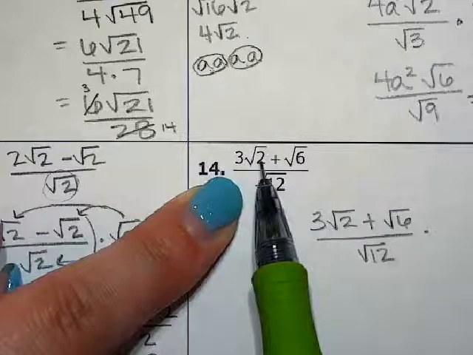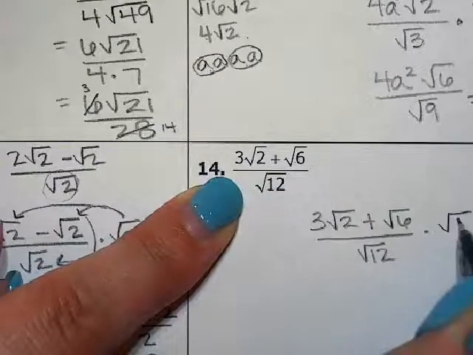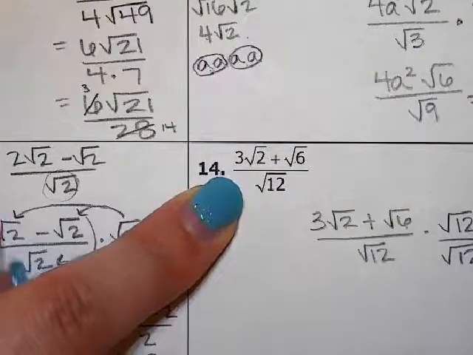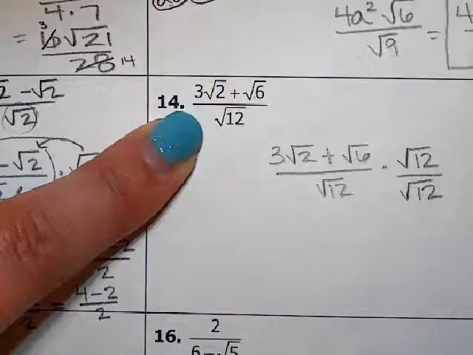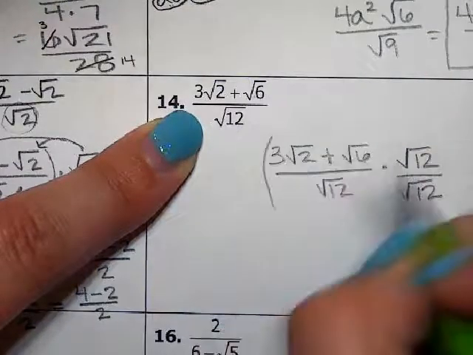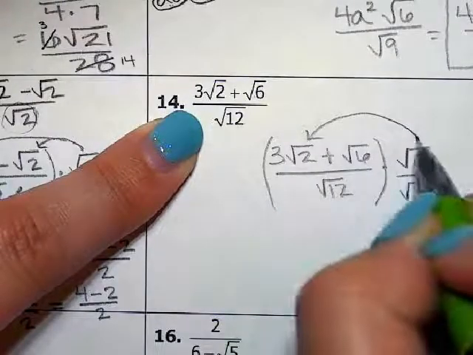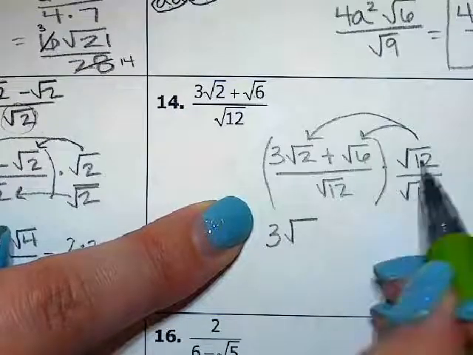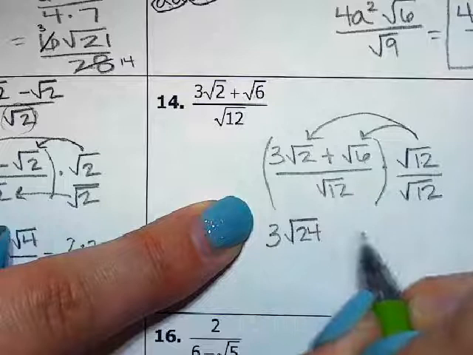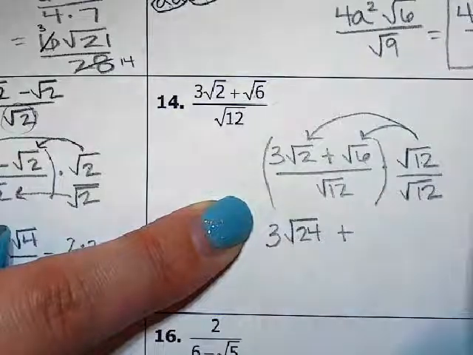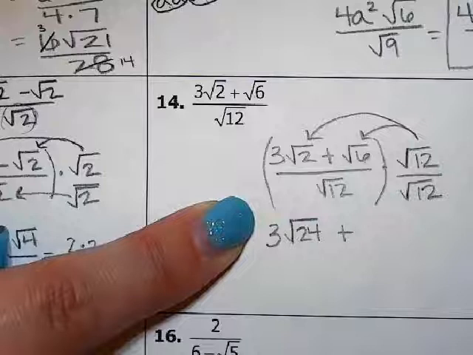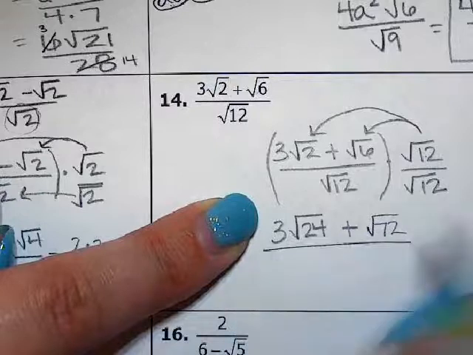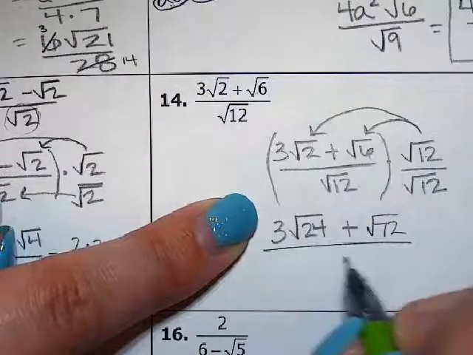Okay, so let's go ahead and multiply these. Three root 12 times 2 is 24. Ooh, 12 times 6. Anybody? Anybody? 72. Root 12, root 12. Root 144. Okay. I feel like I should have written smaller on this one, maybe.